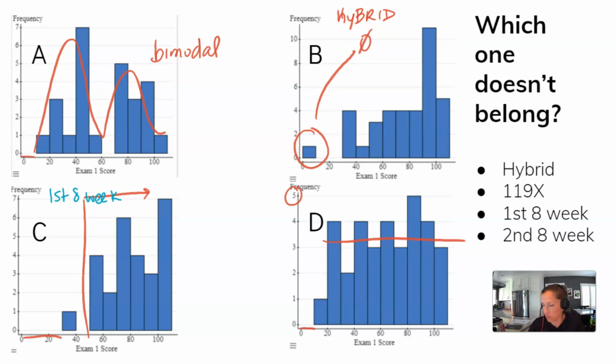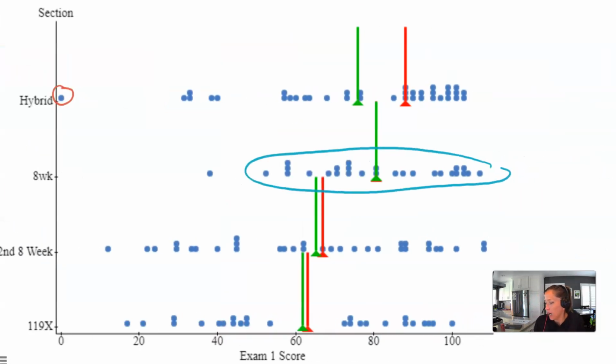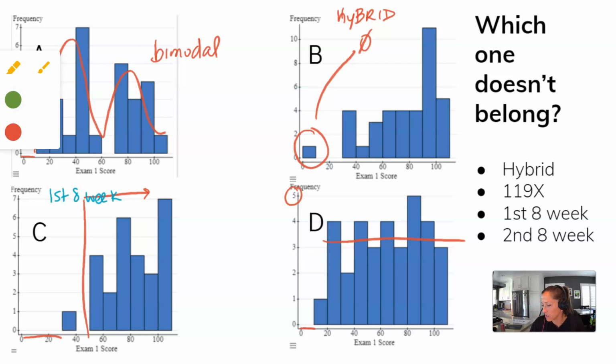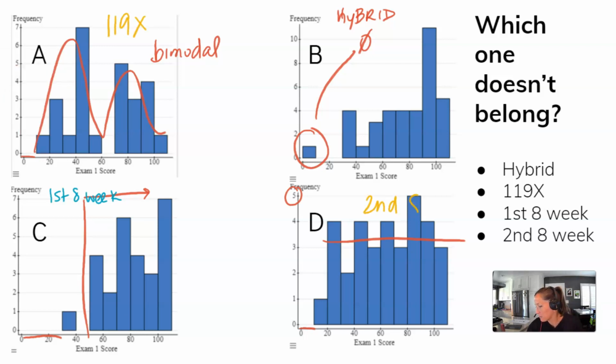That self-selection more than anything else. And then the next one, the other 2 are really pretty similar, right? If you look at them, you can see they both have similar ranges. The 119X is a little bit tighter, but we might notice there's sort of this gap in the middle of the 119X, whereas the second 8-week does appear to be fairly consistent throughout, whereas this has like these 2 separate little lumps. So that gives us our final 2 pieces here. This is my 119X, and this is the second 8-week.